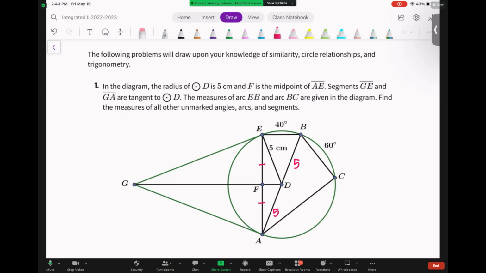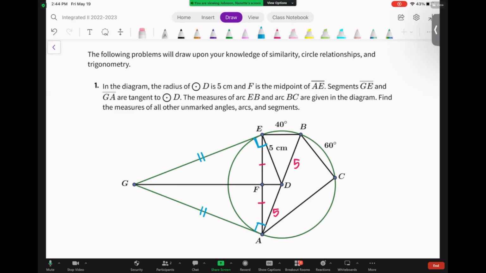AF and FE are now congruent. Segments GE and GA are tangent to circle D. So, what were the theorems that we learned about segments that are tangent to circle D? The first one that you should be thinking about is that they're perpendicular to the radius. So, because I know that, I'm going to mark this to be perpendicular and this to be perpendicular. But not only that, I call it my snow cone theorem, where this section is congruent to this section.